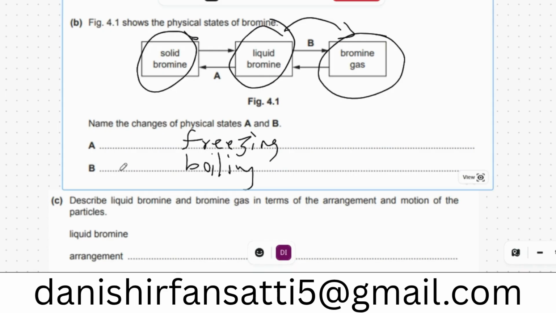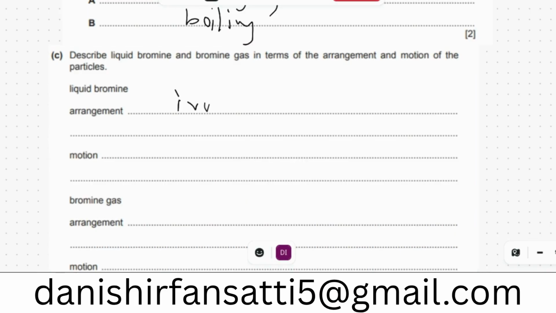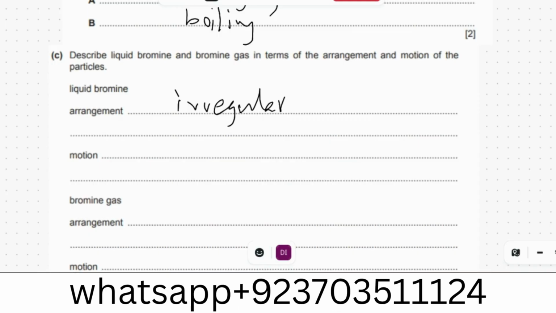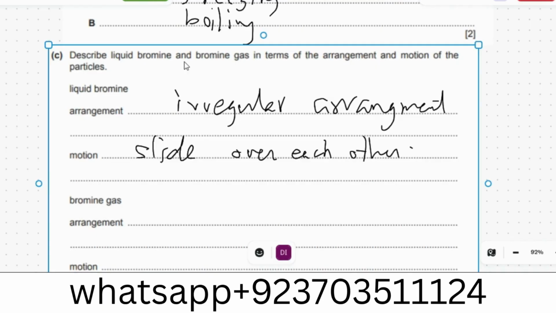Describe liquid bromine and bromine gas in terms of arrangement and motion of the particles. So liquid bromine arrangement is irregular arrangement because it is in liquid form. And motion, we know that in liquid form they slide over each other.